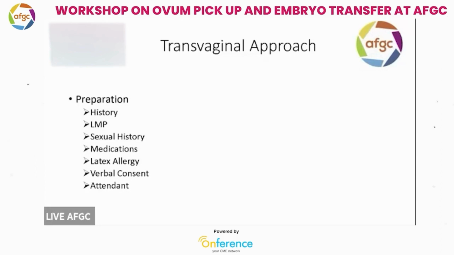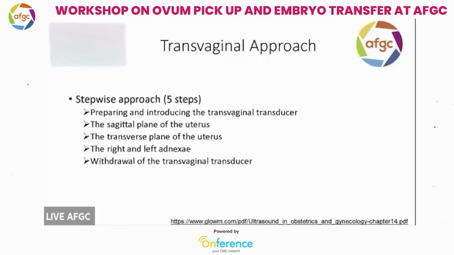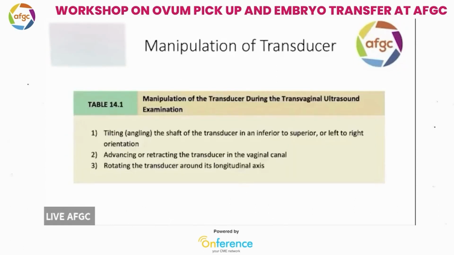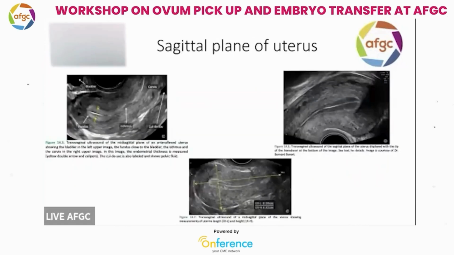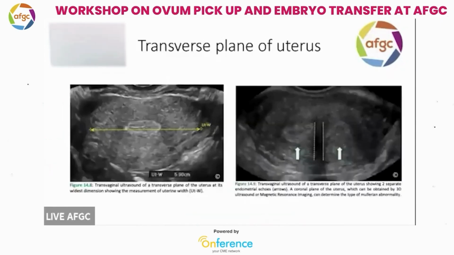So quickly going through all the points, if the patient is of the opposite sex, it's always good to have an attendant with you, and you have to prepare the transducer well, go into the sagittal plane, then the transverse plane, then the right and the left, and a gentle withdrawal of the transducer. So the findings and the angles in which we measure the endometrial thickness is measured in the transverse plane, as we have seen.